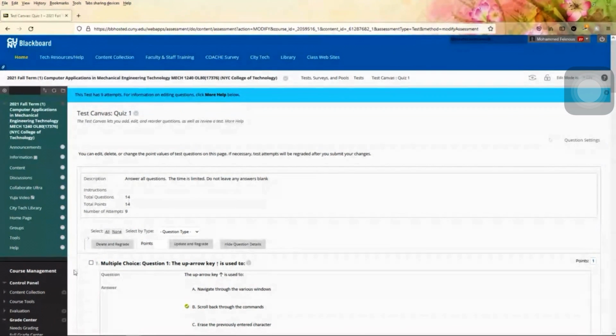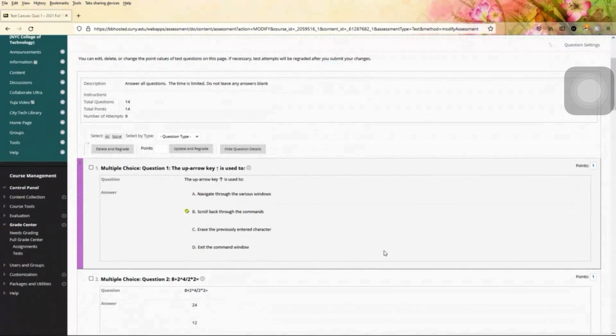All right. So let's share the screen. Obviously, some questions are very simple, so it doesn't really matter, right? But in this case, the up arrow key is used to scroll back through the commands, right? The up arrow. Down arrow, you go down, but that means when you're already up and you want to go back down. But up arrow is to go back through the commands.